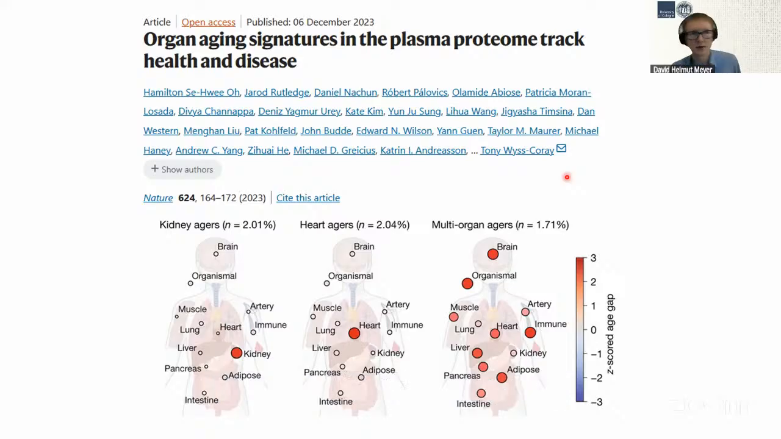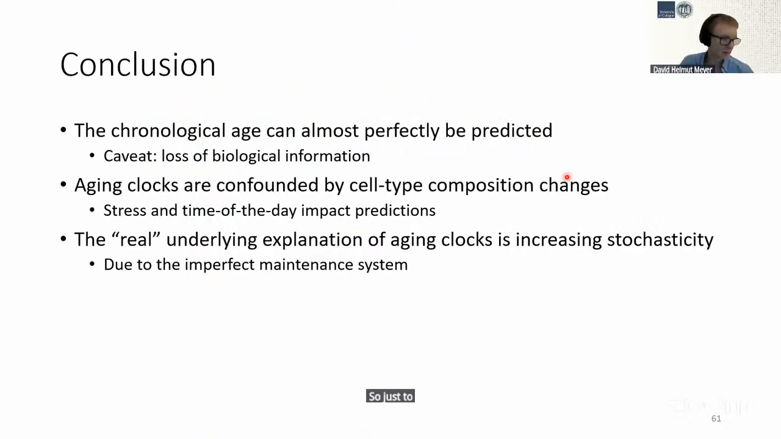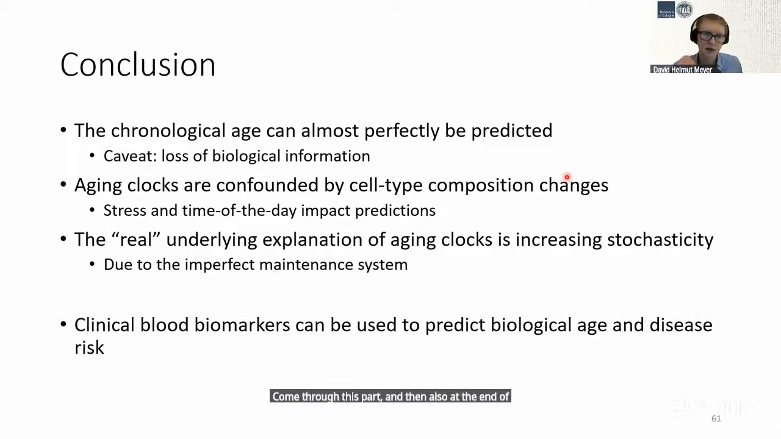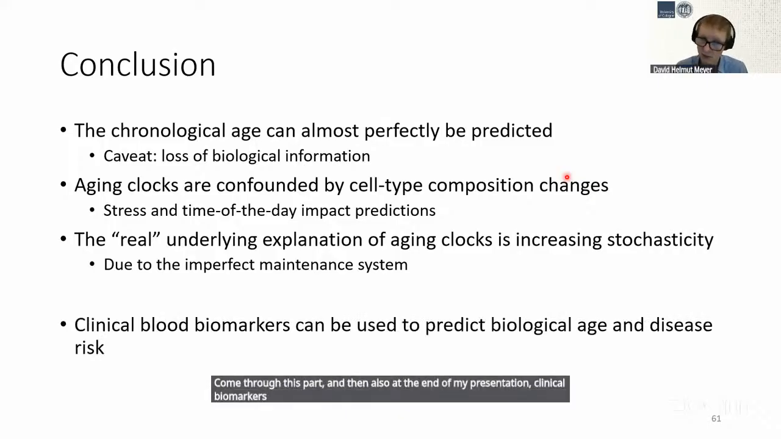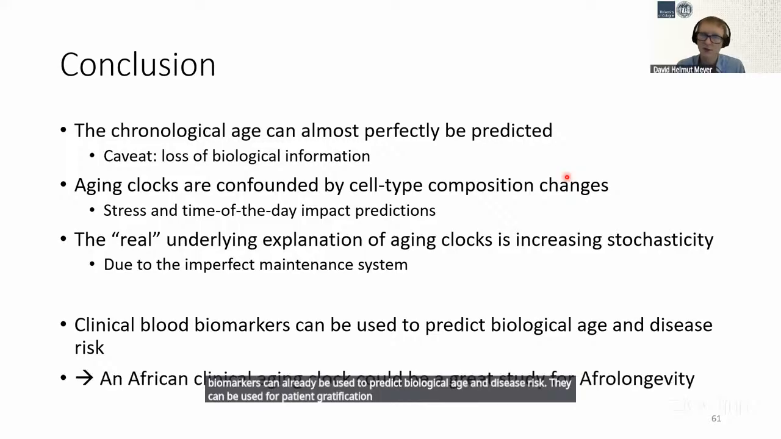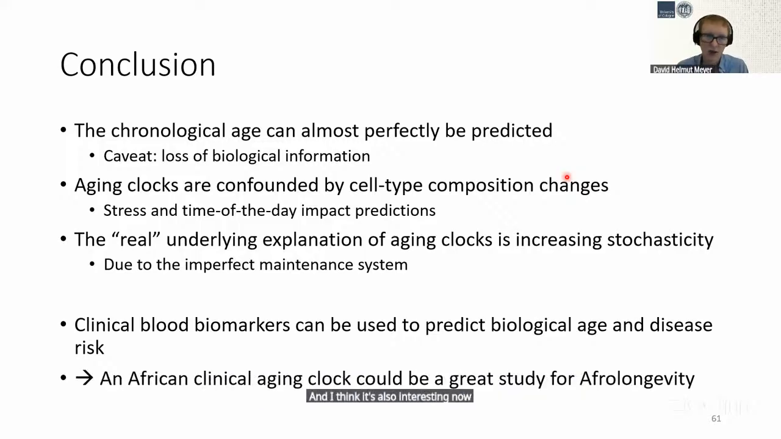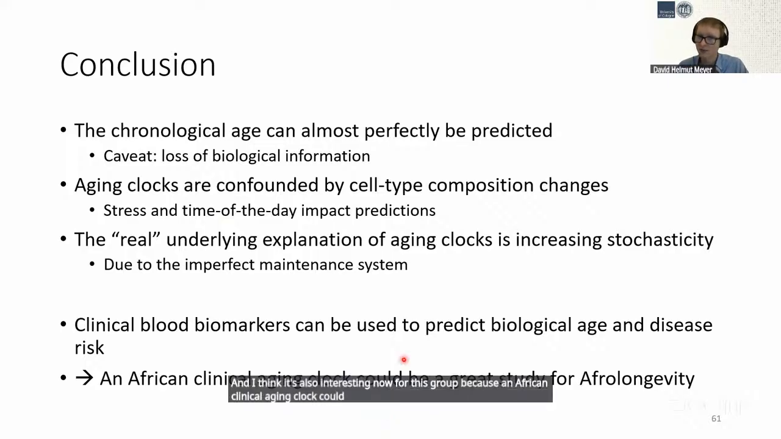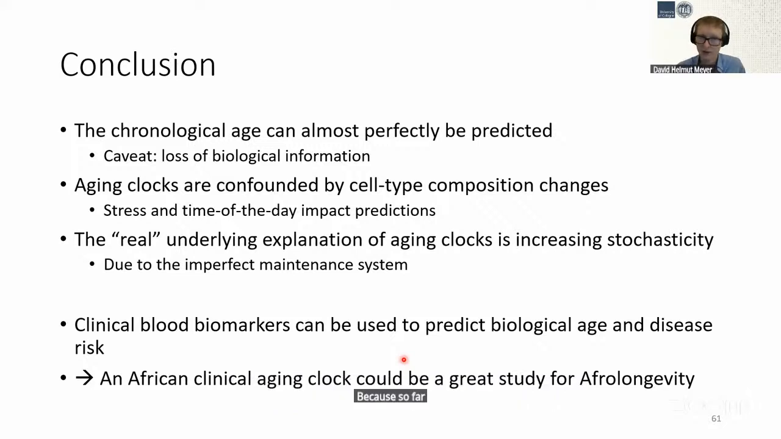So just to conclude this part, and then also at the end of my presentation, clinical blood biomarkers can already be used to predict biological age and disease risk. They can be used for patient stratification. And I think it's also interesting for this group, because an African clinical aging clock could really be a great study for Afrolongevity. Because so far, to my knowledge, this has really not been done.